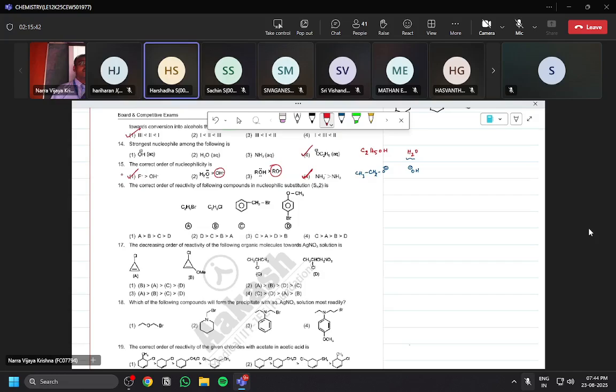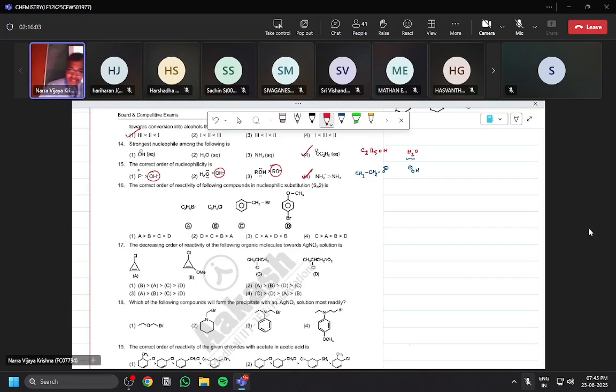Sir, nucleophilicity decreases across the period, no, sir? Whether I have given increases or decreases, what statement did I give? Decreases only. Then okay. That means OH minus. Okay, basicity, yeah. Basicity and nucleophilicity orders are the same in a period from left to right.